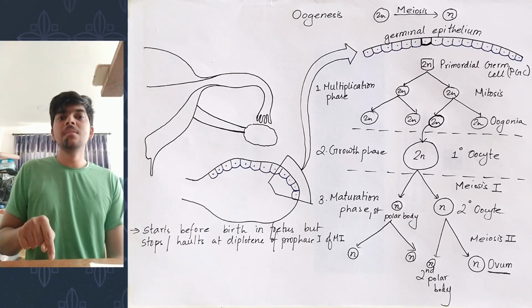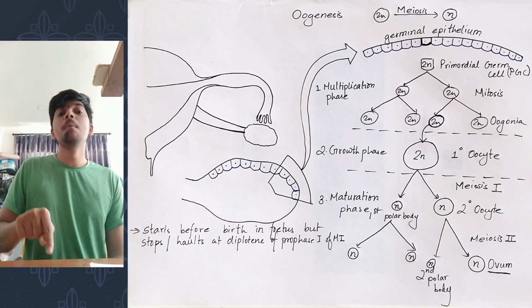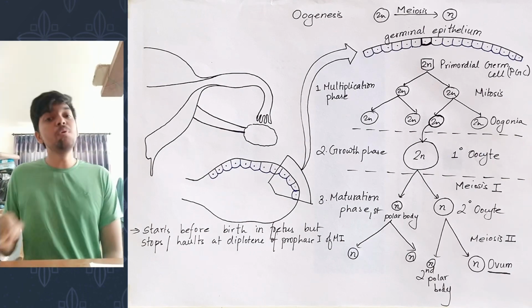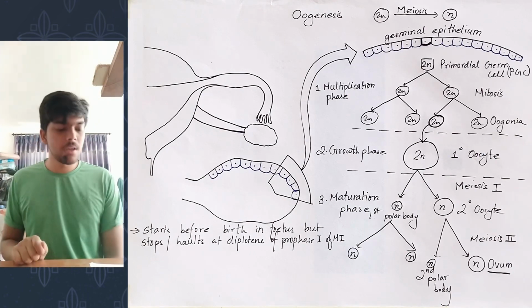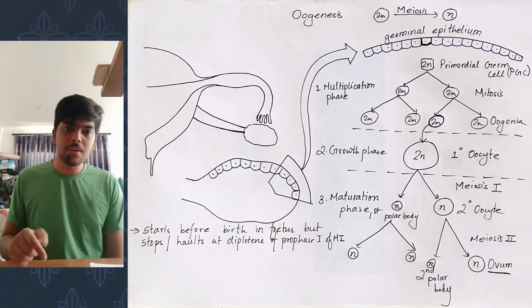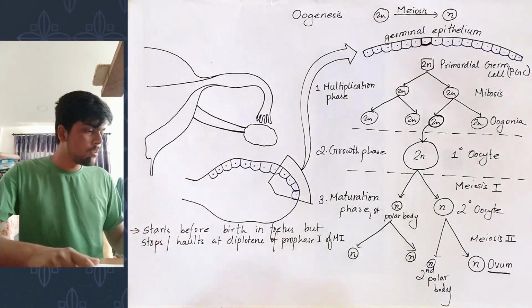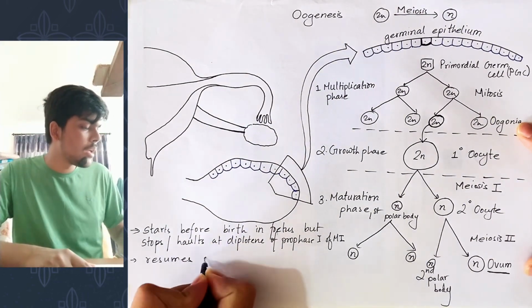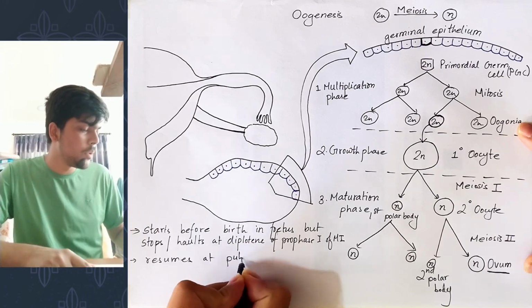As soon as the baby girl hits puberty, it resumes the game again. That is, meiosis 1 resumes and secondary oocyte formation takes place. So when does it resume? It resumes at puberty.